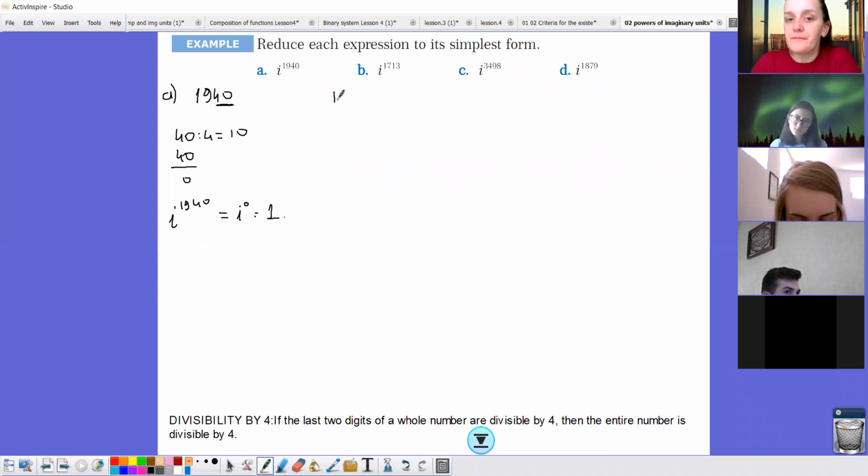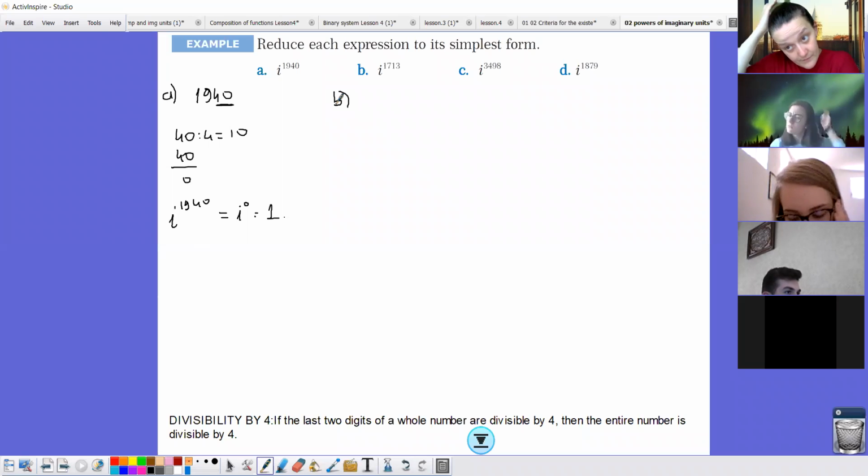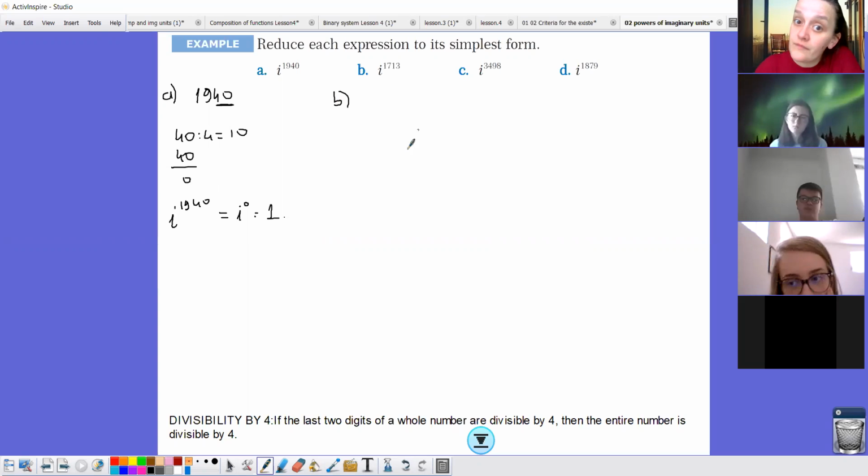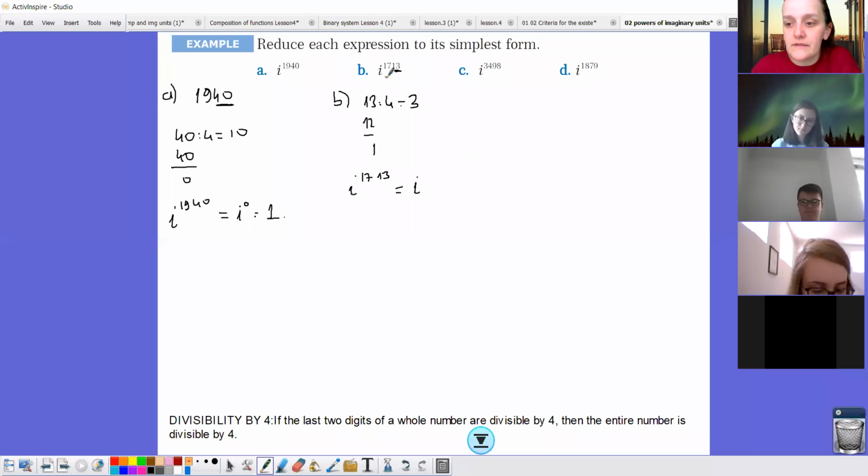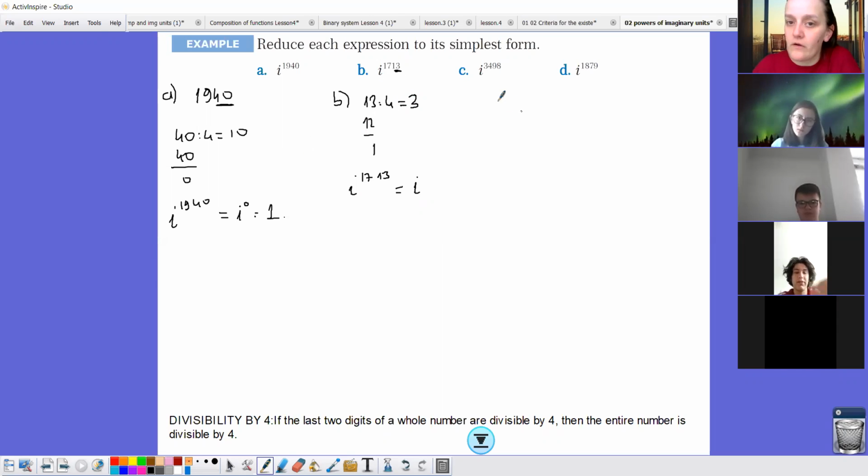Here in B, what do we have? It is not divisible. It will be I, not minus 1. 13 divided by 4, because the last 2 digits are 13. So it is 3 times 4, 12, remainder 1. So I to the power of 1713 will be I. Am I right? Yes, teacher.